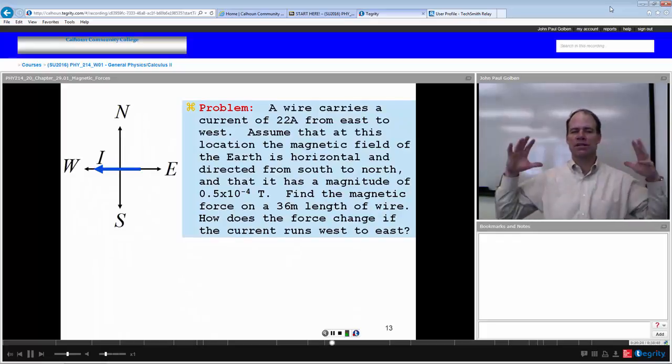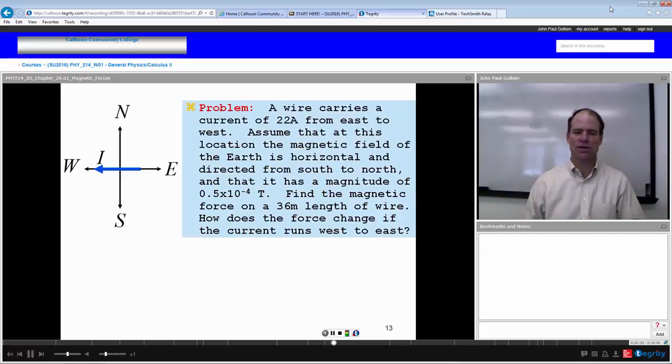So we're looking at this wire from a bird's eye view, looking down at the wire from above as we're looking down to the Earth. And the wire is carrying a current east to west. Earth's magnetic field is going, at least geographically, from south to north. So we're going to have a 90-degree angle between the two.